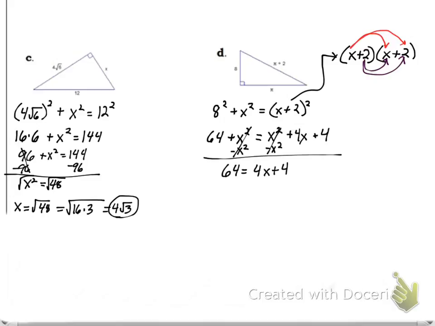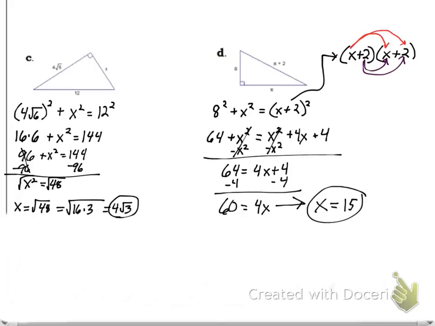Hey, this looks like something I can actually solve. I subtract 4 from both sides. I come up with 60 equals 4x. And someone tell me what x equals. Anyone to shout it out. 15. 15, and we are done. If I asked for the particular side, you'd say that this side is 15 and this one is 17. I didn't really specify what I wanted here, but I'm just going to write that in there.